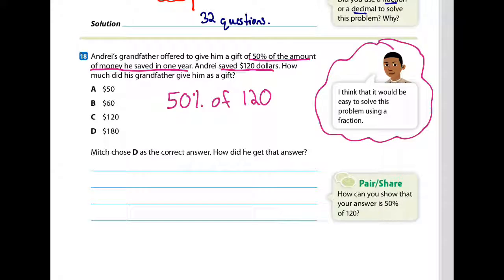Now in this one, if you know to set this up as a multiplication problem, you can write it two ways. 50% is 50 over 100 times 120 over 1. But maybe you know that 50% is half. Maybe you know to just find half of 120. You'll get the same thing.